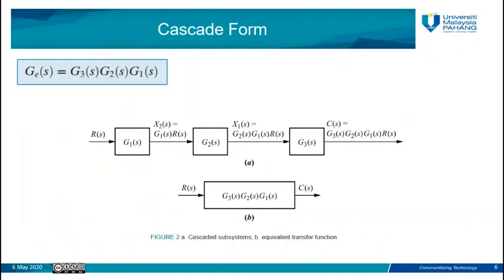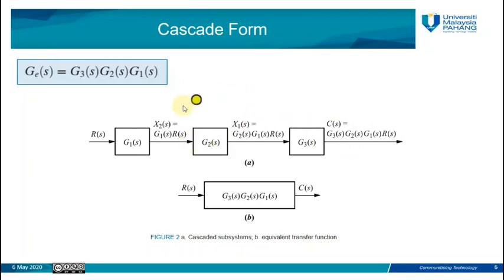This is the first one, which is cascade form. The cascade form here means we have multiple subsystems connected in series, so in cascade. The first transfer function is for the first subsystem, the second for the second subsystem, the third for the third subsystem. So we have three transfer functions, and the output of the first transfer function represents the input for the second, and the output of the second represents the input for the third, and so on.